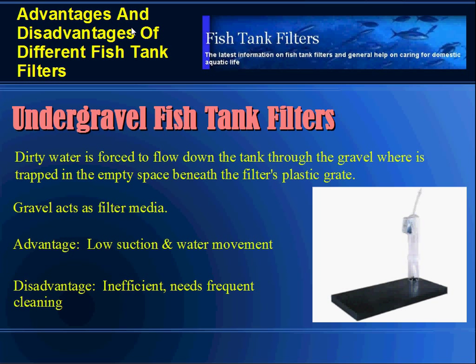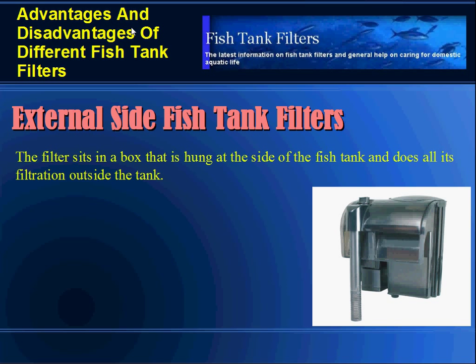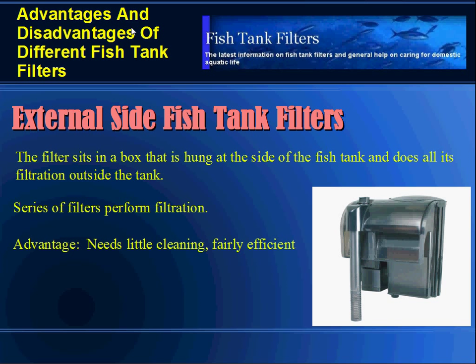External side fish tank filters. The filter sits in a box that is hung at the side of the fish tank and does all its filtration outside the tank. Water is sucked through a tube which travels through a series of filters that perform biological, mechanical and chemical filtration before it flows into a trough that spills the clean water back from the top. The advantage of using this filter is that it only needs a weekly or fortnightly cleaning and clears up cloudy water pretty quickly. But because of the strength of its suction, it does have a tendency to suck in small fish, so you should not use this if your fish are too small.